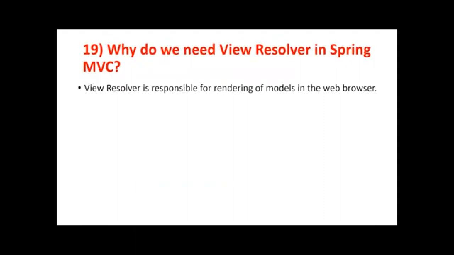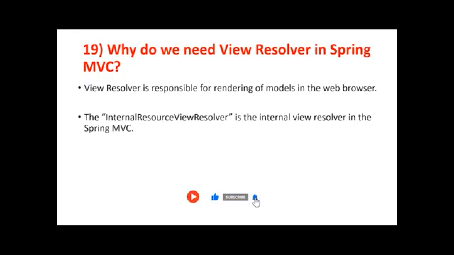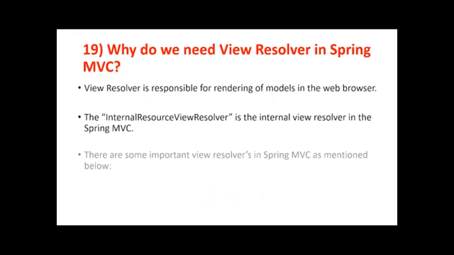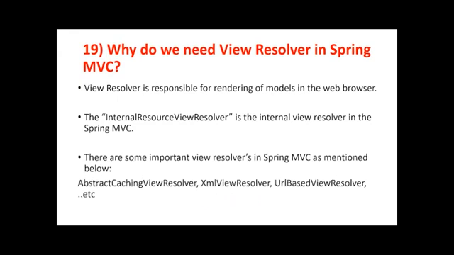Why do we need view resolver in Spring MVC? The purpose of a view resolver is to provide the final output, rendering the model to the web browser. So in simple terms, it creates dynamic HTML files. InternalResourceViewResolver is the mostly used view resolver in Web MVC. We have even some other view resolvers like AbstractCachingViewResolver, XmlViewResolver, UrlBasedViewResolver, and so on. So view resolver is finally responsible to provide the output that will be displayed in the browser.